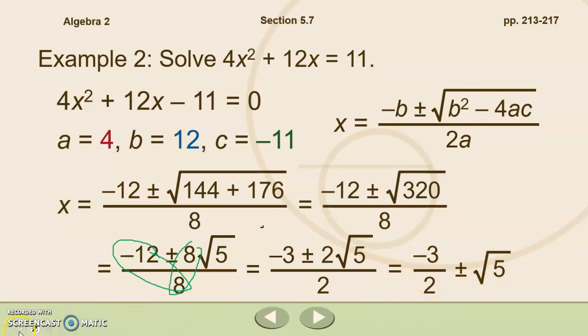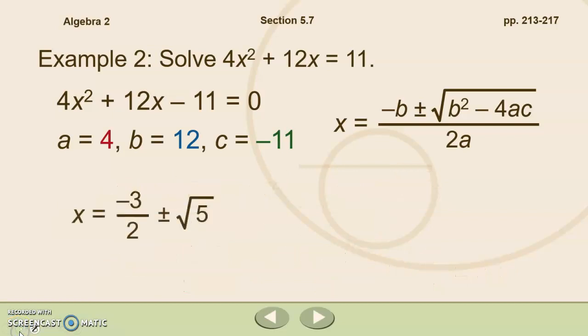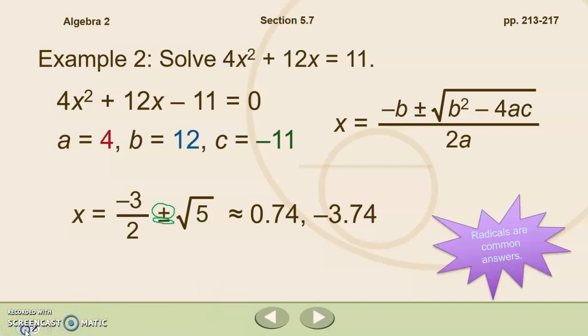If we're trying to graph something, we need to convert that to a decimal approximation. So plugging that into our calculator, we get plus the square root of 5 and also minus the square root of 5. Remember, we have to do it both ways. We get approximately 0.74 and approximately negative 3.74.